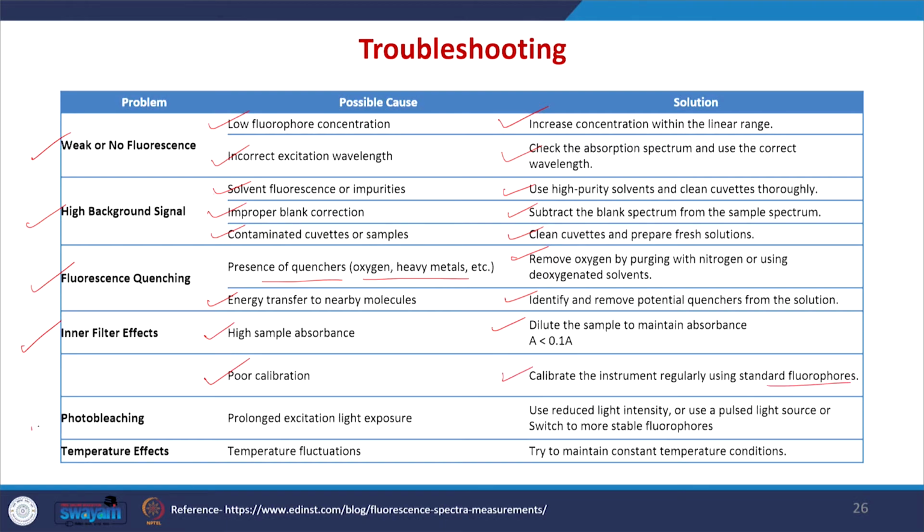And next one is photobleaching. The photobleaching may be due to the prolonged excitation light exposure. So, you can use reduced light intensity, or you can use a pulsed light source or switch to more stable fluorophores. The last one is the temperature effects. This may be due to the temperature fluctuation. So, it can be overcome by maintaining constant temperature conditions throughout the analysis. Hope you got the overall idea about the fluorescence spectrophotometer. Let us go to the lab and learn this technique more in detail.